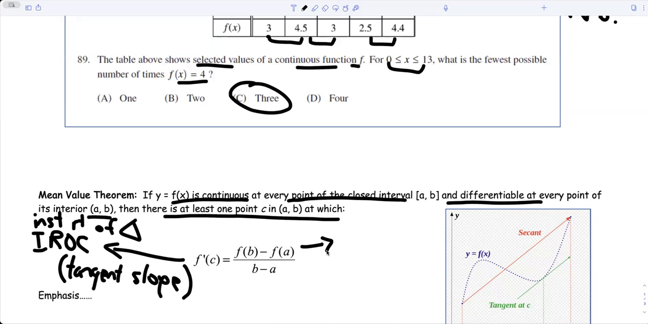It's the average rate of change. Or slope of the secant line, or AROC, right? Average rate of change.